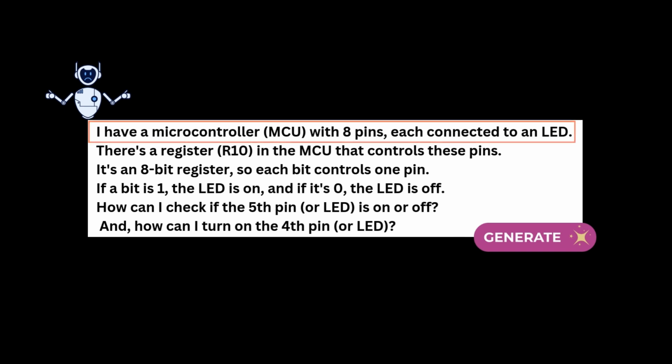I have a microcontroller with 8 pins, each connected to an LED. There's a register, R10, in the MCU that controls these pins. It's an 8-bit register, so each bit controls one pin. If a bit is 1, the LED is on, and if it's 0, the LED is off. How can I check if the 5th pin is on or off? And how can I turn on the 4th pin?